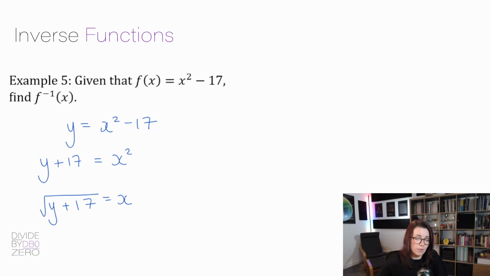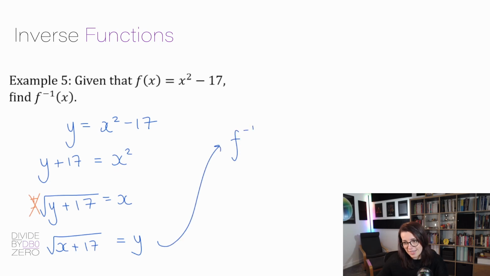Now, usually when we square root something, we get 2 answers. We get the positive square root and the negative square root. But with inverse functions, you actually don't care about the negative. You only want the positive square root. So now for step 3, when we do that swapping process, we're going to swap the x's and y's around. So the square root of x plus 17 equals y, just the positive square root. And finally, write our answer for step 4. And there we go. That's it for now.